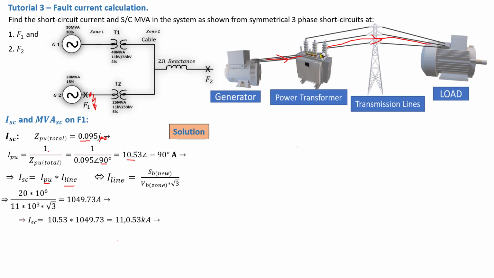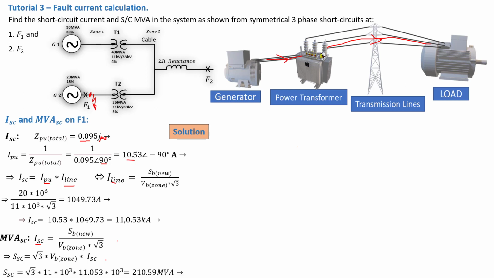All right, so we move on then to calculate the short circuit MVA. The short circuit MVA will be determined by the formula I short circuit is equal to S B new divided by V B zone times the square root of 3. Now you can see that this is a formula for I line. That's exactly the same formula, so we've just replaced I line here with the I short circuit, and from there we can manipulate that formula to find S short circuit. That is the square root of 3 times V B zone times I short circuit. So now you just need to fill in the blanks and you find a short circuit MVA of 210.59.